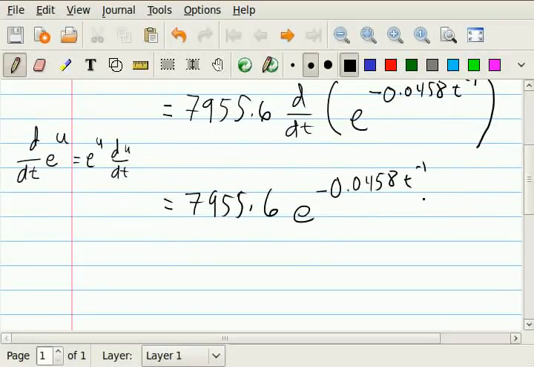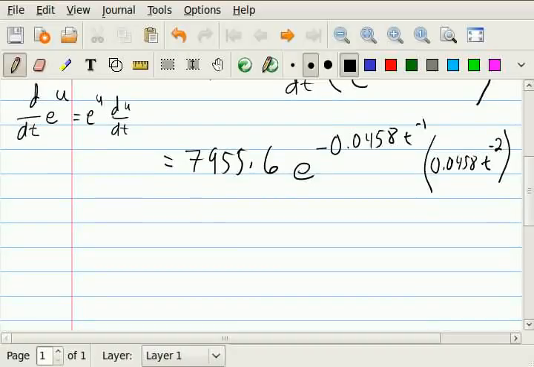Okay, well, you can use the power rule to do that. What is the derivative of this? Well, this is a constant times t to the power negative 1. So we bring the negative 1 down, and it's going to make it positive 0.0458 times t to the power negative 1 minus 1. We always decrease the power by 1, so that's t to the power negative 2.